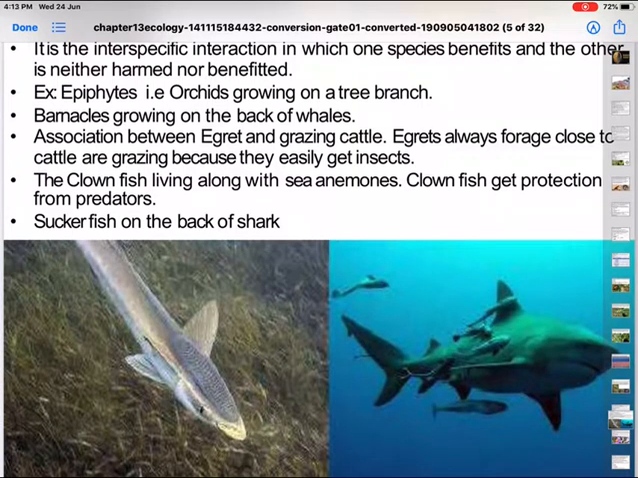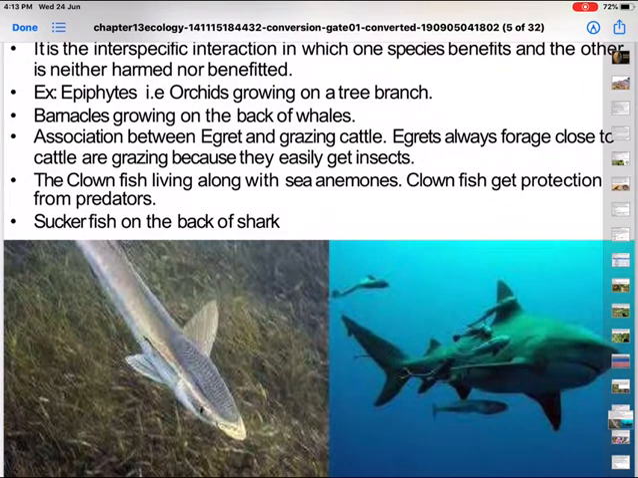And the association between the egret bird and grazing cattle. In your own village you must have seen, whenever a buffalo or a cow is going to a field, on top of it one white bird will be sitting. That's the egret. It simply sits so that transportation is free, and sometimes it gets a benefit also. In the skin of the cattle, cow and buffalo, sometimes ticks and lice will be there. So the egret will eat them off, but it is not causing any danger to the buffalo.